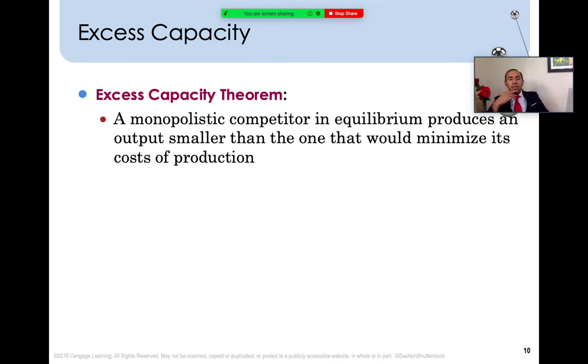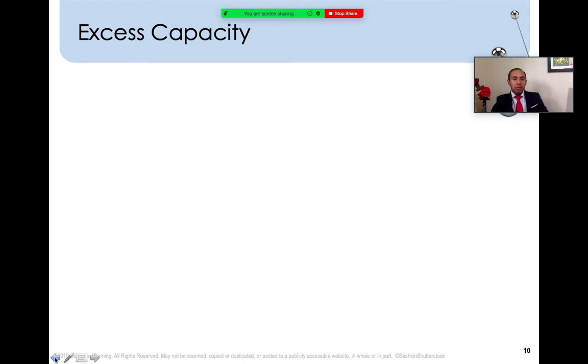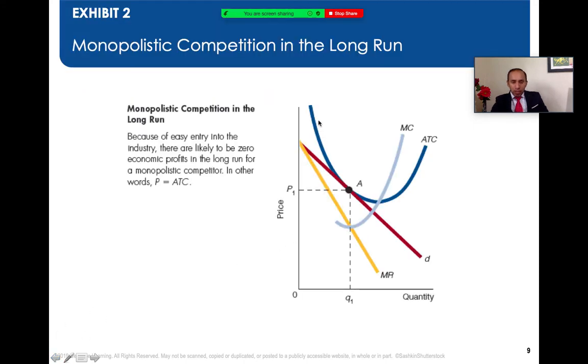This is referred to as the excess capacity theorem capability, that the firm can produce more output at a lower cost, but it doesn't. It produces limited output. Let's take a look at the model. This is what I refer to. The average total cost is downward sloping, is declining, and if you notice, after point A, average total cost is still declining, and it intersects marginal costs right here at the lowest level.